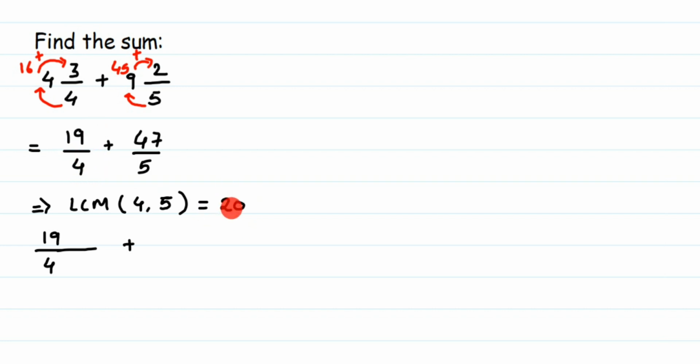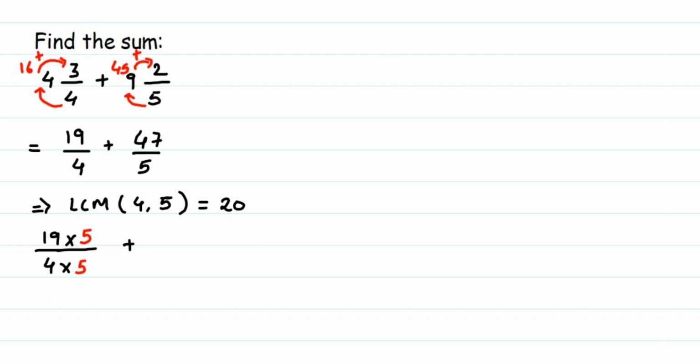So like I said, we can multiply or we can divide. Dividing is not possible, because if I divide 4 by any number, I will not get 20, which means I'm multiplying. So what number should I multiply 4 by to get 20? It's 5, right? So we're going to multiply 4 by 5, and the same number should multiply the numerator. It is 19 times 5.